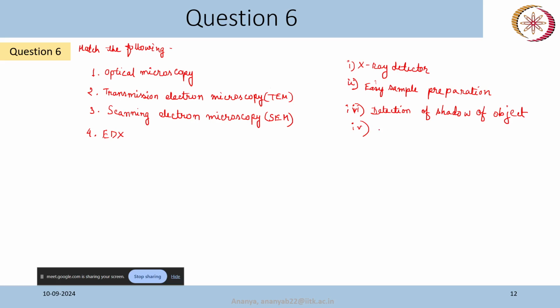Last is backscattered electron detection. The options are A, 1 to 2, 2 to 5. I am giving you the options, so you can give me only the correct option, A, B or C, D. Okay.